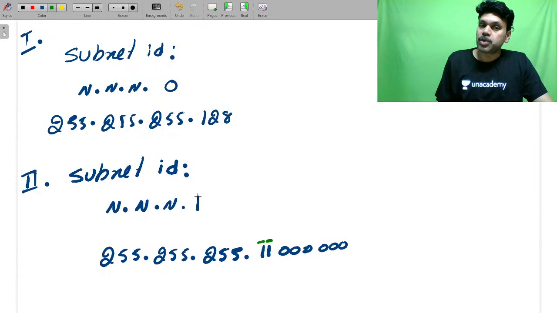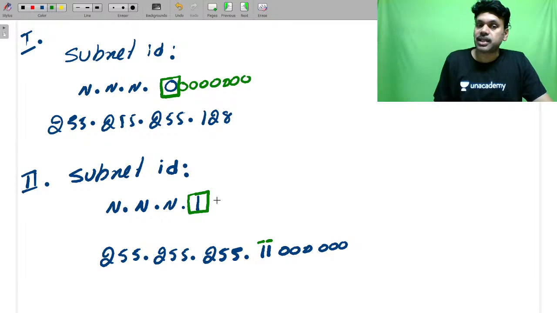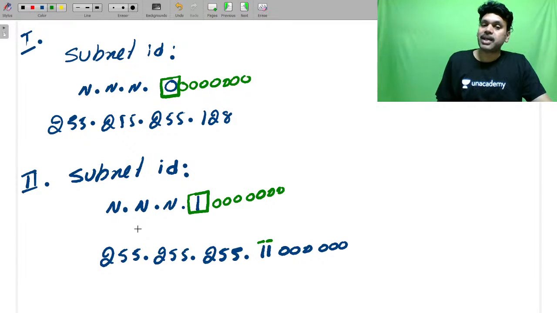From the outermost part, as we chose 0 in the IP at the subnet ID, I need to choose the other alternative, that is the 1 subnet ID. 1 is nothing but the 128 subnet ID. So your new subnet ID is n dot n dot n dot 128.